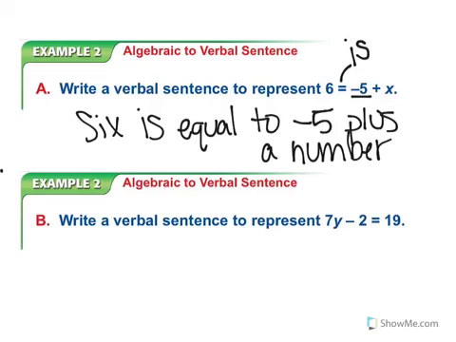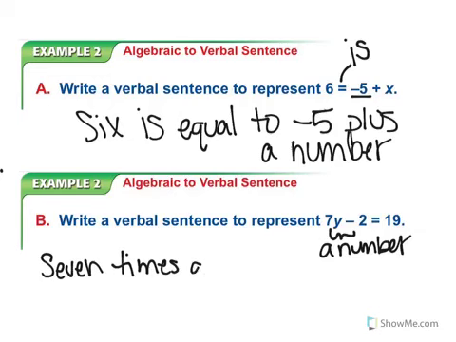Number 2, B. Write the verbal sentence to represent 7y minus 2 equals 19. Again, we see this variable and we don't know what it is, so we're going to let that represent a number. Okay, so we're going to break it down. We have 7, and we see that it's the product, and we can just say 7 times a number minus 2.